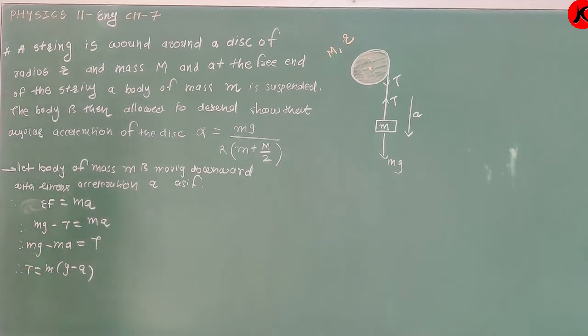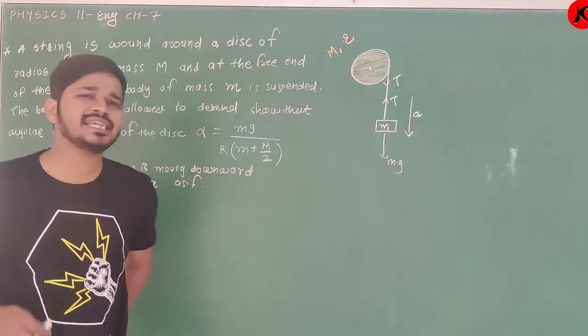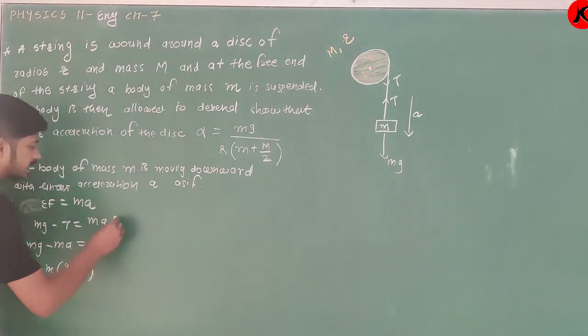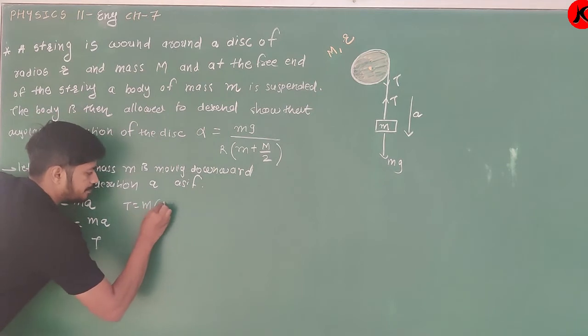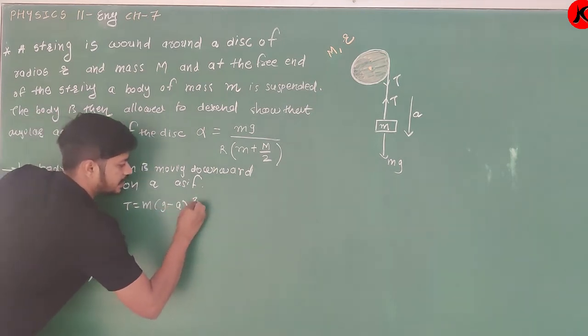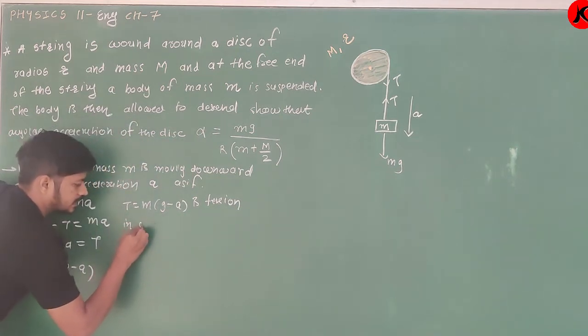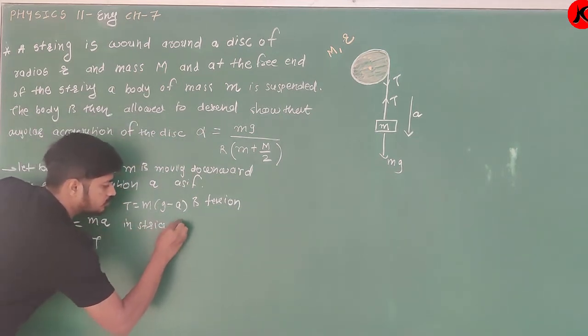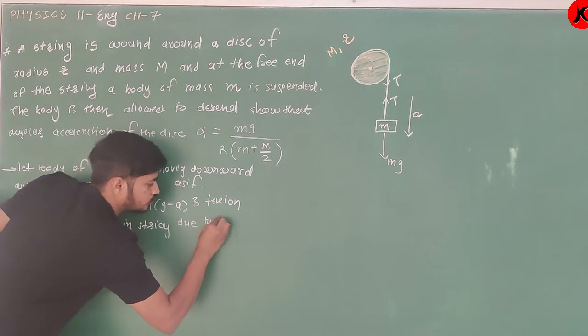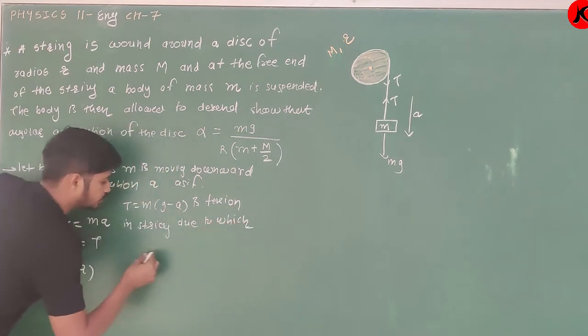T means nothing, T is the tension in the string. T is equal to m(g minus a), the tension in the string due to which the disc rotates.